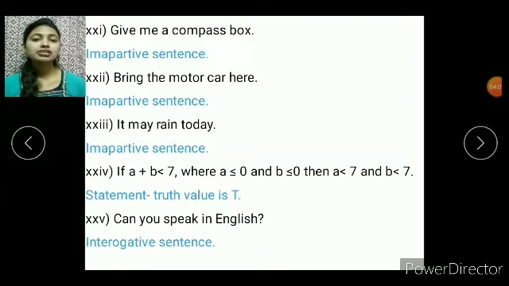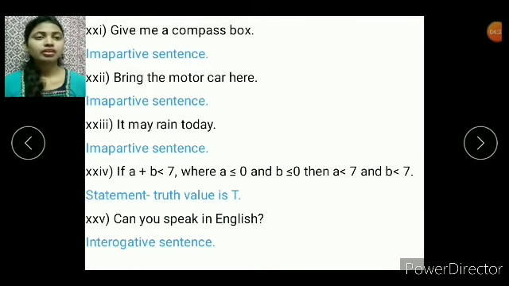24. If a plus b is less than 7, where a is less than or equal to 0 and b is less than or equal to 0, then a is less than 7 and b is less than 7. Yes, this is a statement, and the truth value of this statement is T. Here a and b are negative. The truth value is T. 25. Can you speak in English? This is a question, and this is an interrogative sentence.